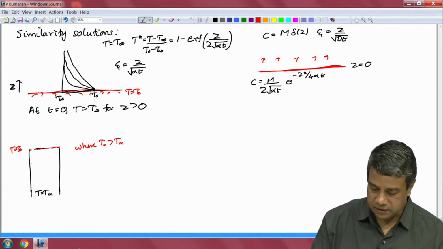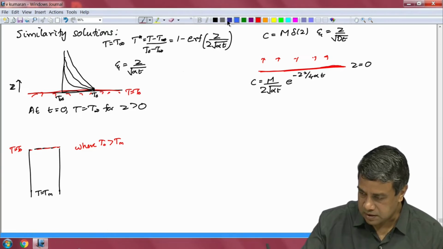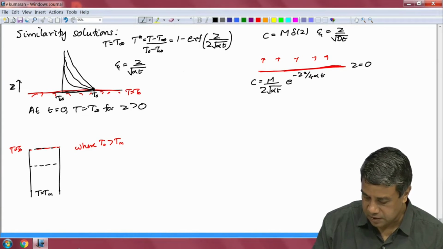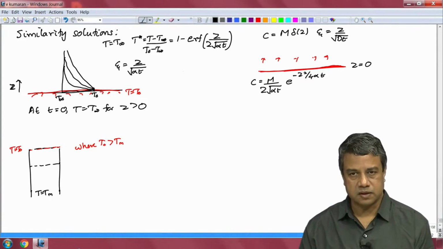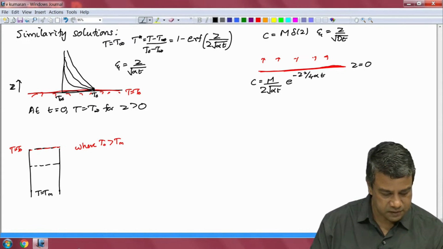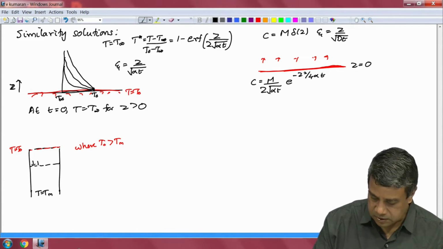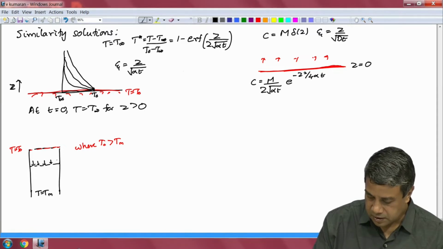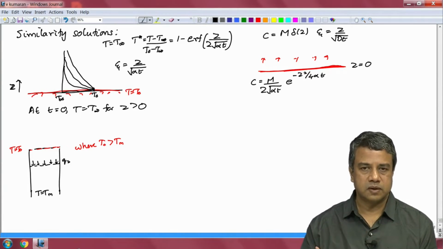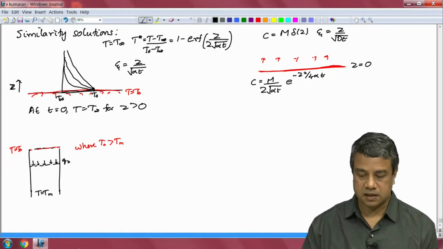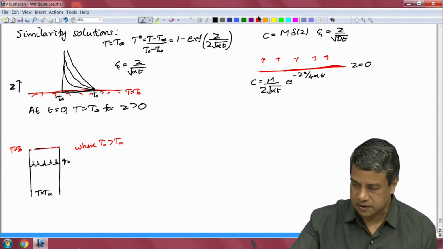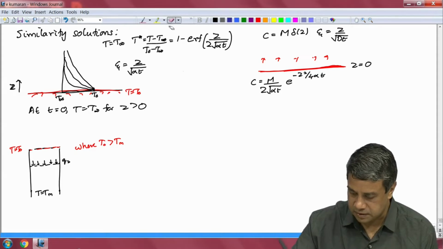So, you are going to have some zone here which is a molten zone, and there is going to be a heat flux that is going into the molten zone. This is Qz, the heat flux that is going into the molten zone because of the temperature gradient at that surface.